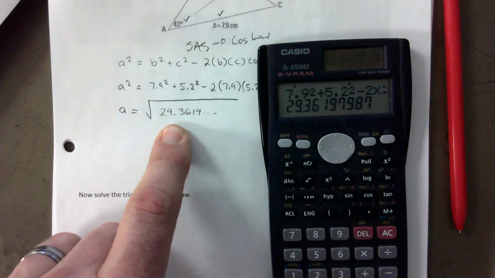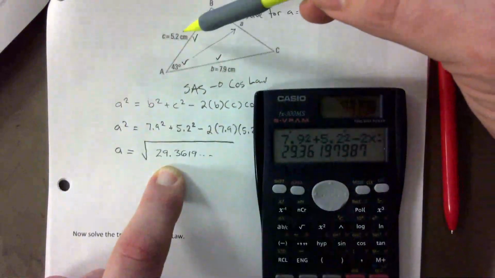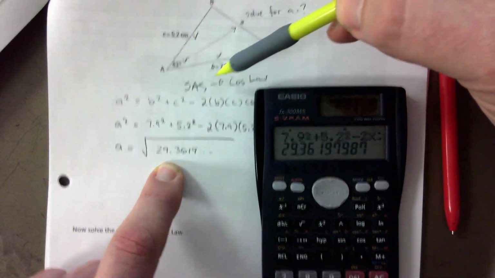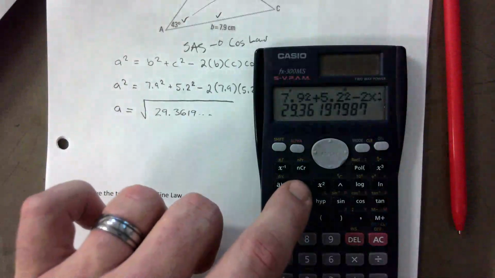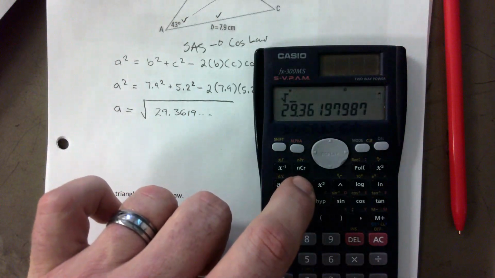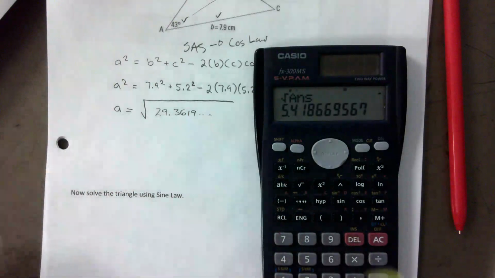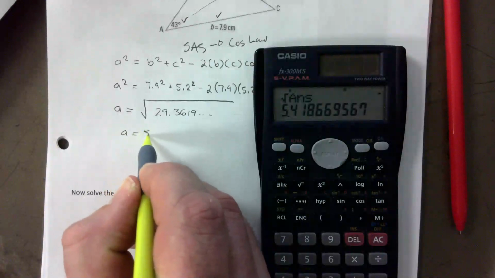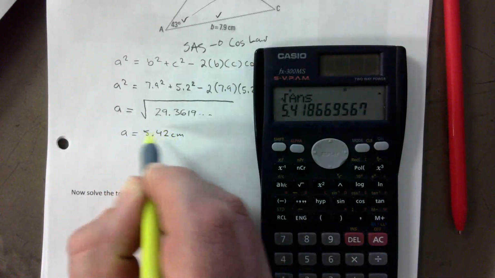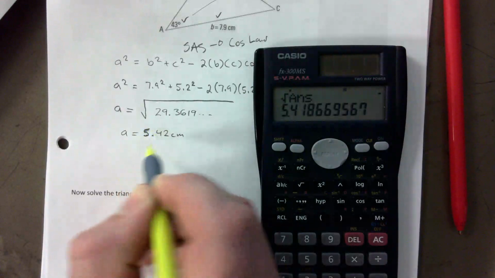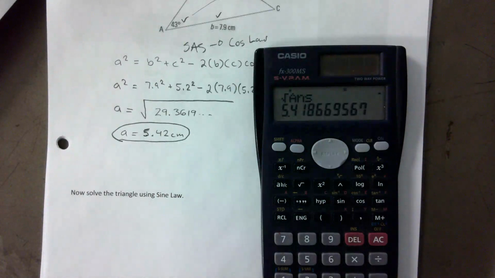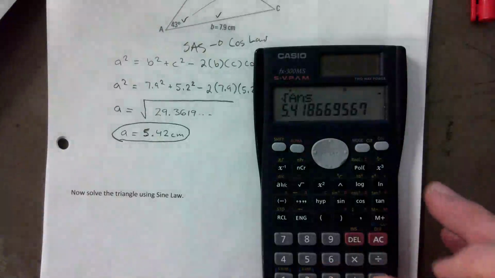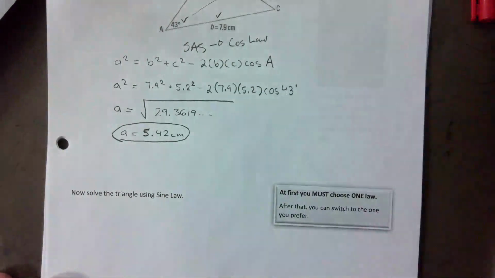Would that even make sense as your answer right now? It's a little bit off, right? Like 5.2, 7.9, all of a sudden you have a 29, and it's a relatively small angle. So yeah, don't forget to root it. So I'm going to press the square root button, hit equals, and it does that for me. It does everything for me. So that's 5.42 centimeters. It's a bit more realistic, right, this answer? So I'll leave it at that for now. I'm not going to do the part that says solve a triangle using sine law. We're just going to stay right here.